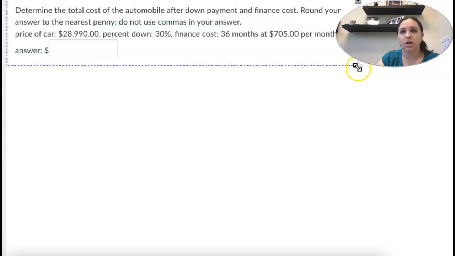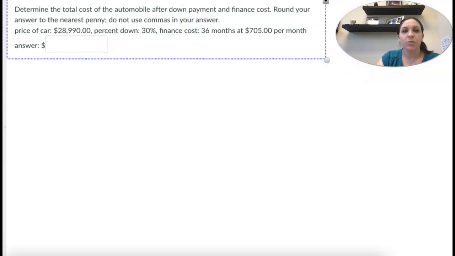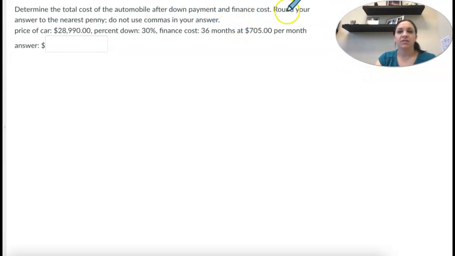Determine the total cost of the automobile after down payment and finance costs. So round your answer to the nearest penny, do not use commas. Alright, so we bought a car, it's $28,990, and we have 30% down. We have to finance, so money we don't have, we finance, for 36 months, and the payment is $705 per month. So we want to figure out how much are we actually paying for the car.